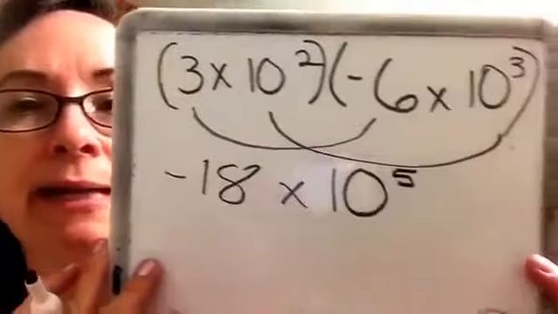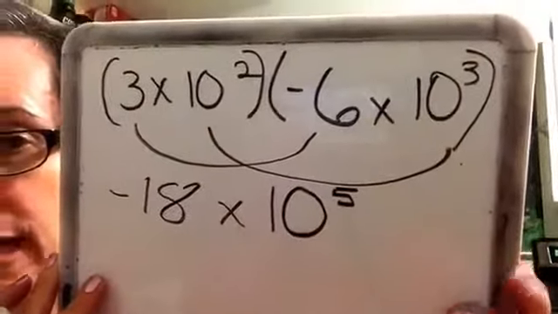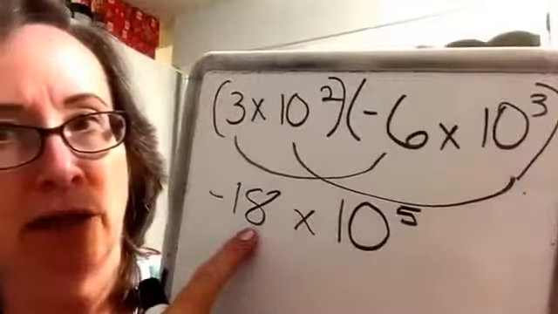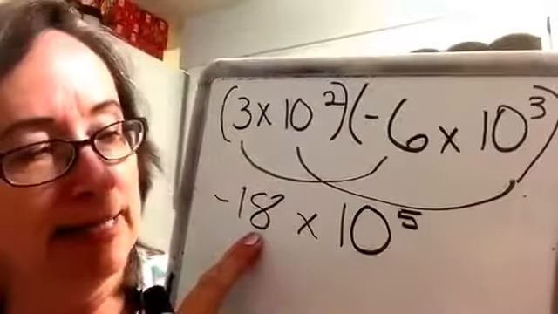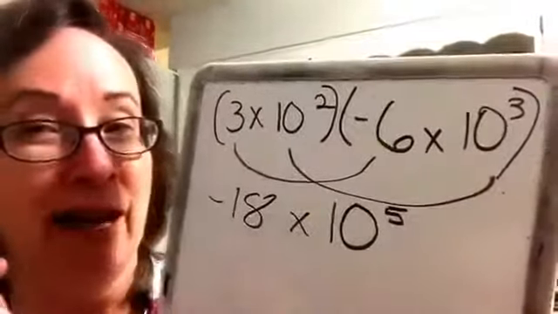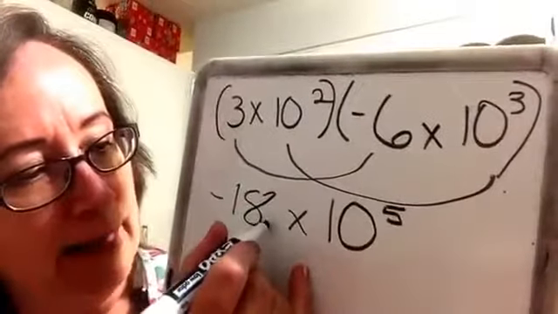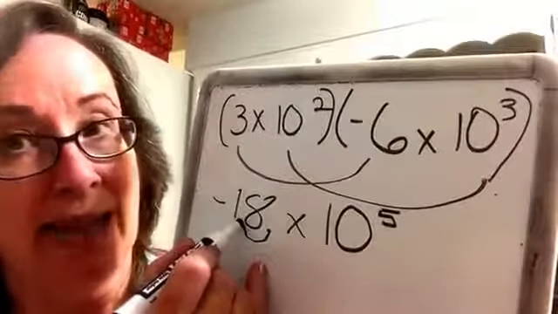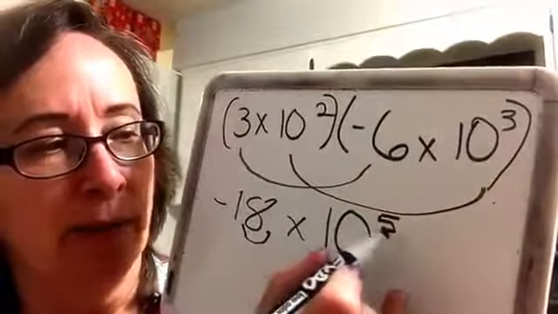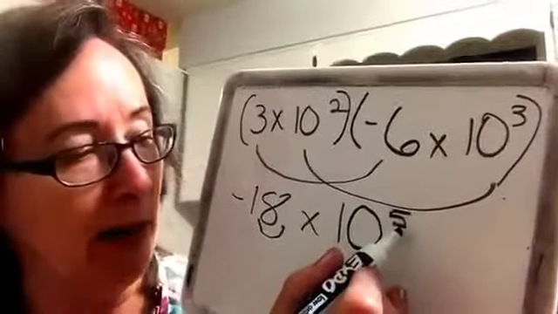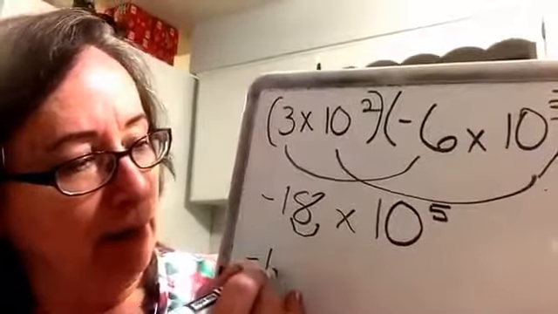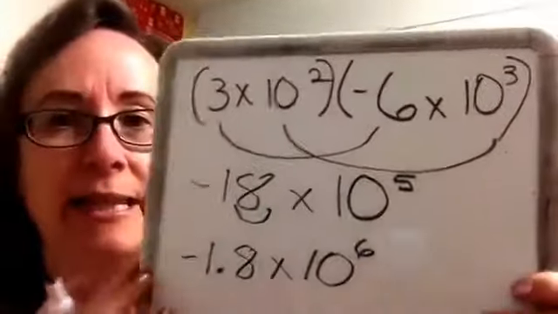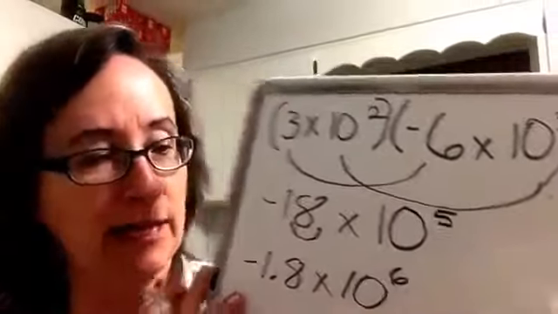Now, the problem is this is no longer in scientific notation because the absolute value of this number is no longer between 1 and 10. It's a 2-digit number, so I'm going to have to compensate. Right now my decimal is here. I want to move my decimal 1 to the left. That means I should compensate by moving this one to the right on the number line. So negative 1.8 times 10 to the 6th is the correct scientific notation.